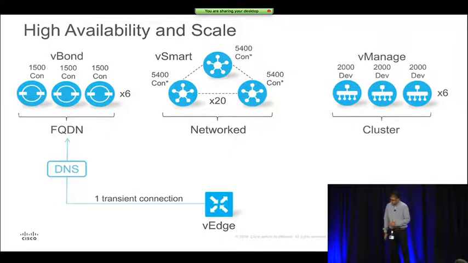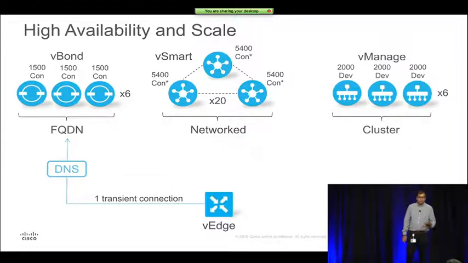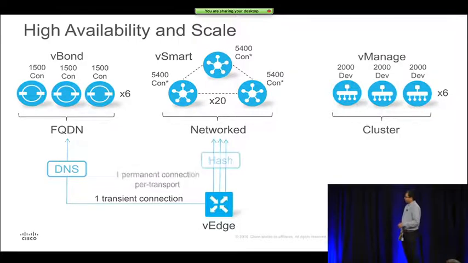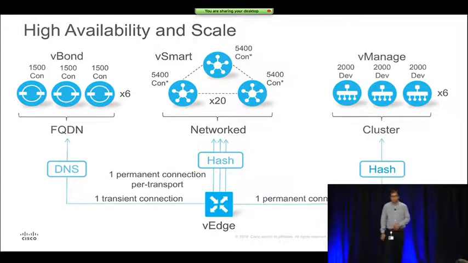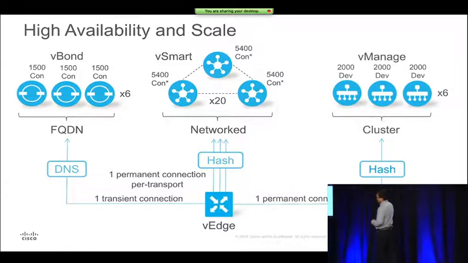From a connection perspective, the vEdge will actually go to that FQDN. It will pick one of the servers from the vBond. Once the authentication is done, it establishes the connection with the vSmarts and the vManage, and the way it picks is that it's basically hashed to one of them. So it will basically hash the connections into the vSmart.